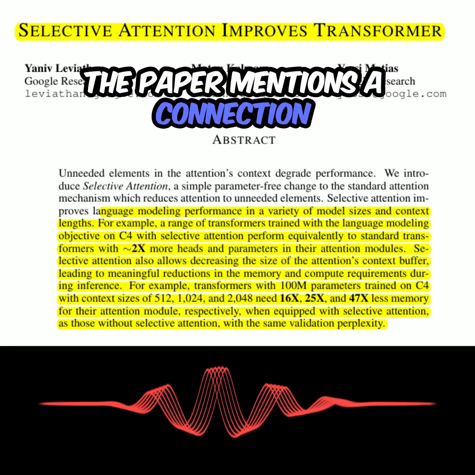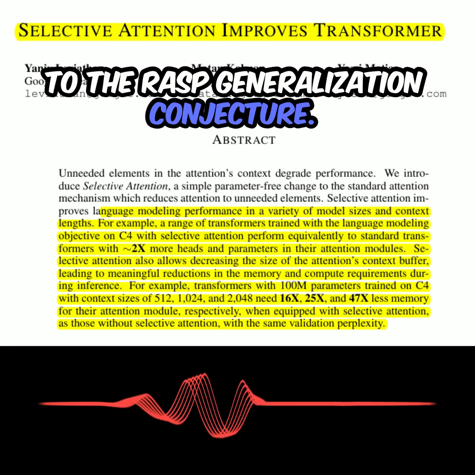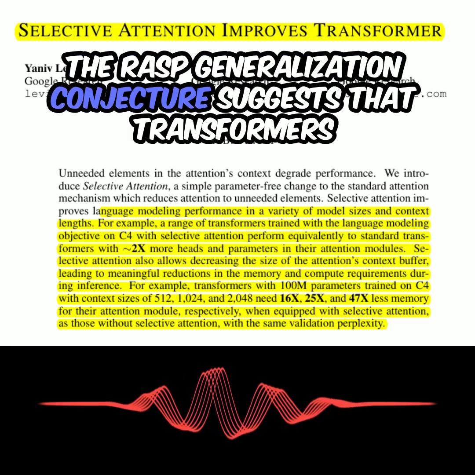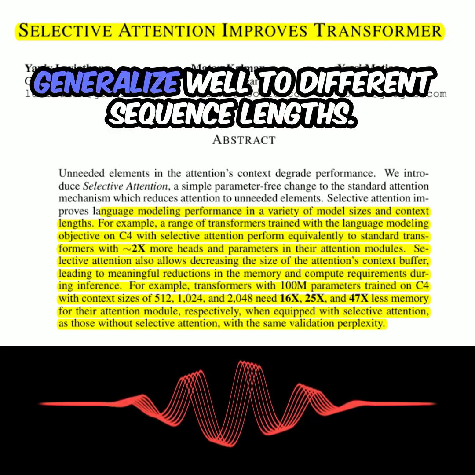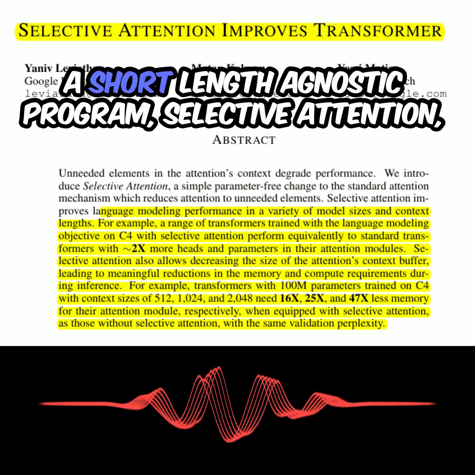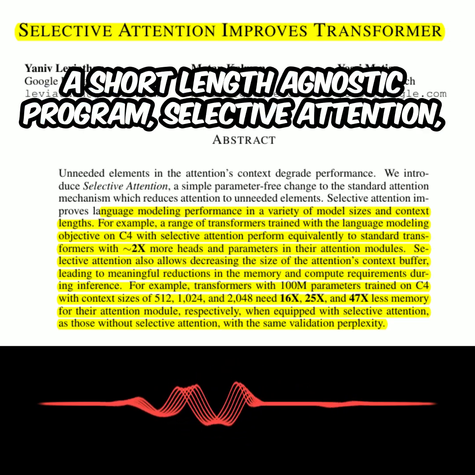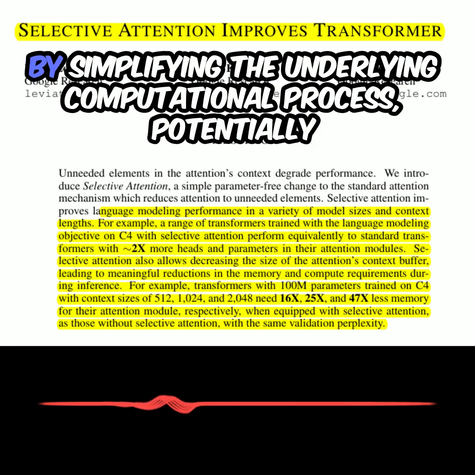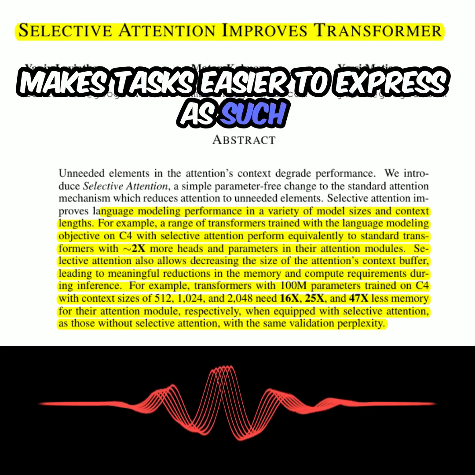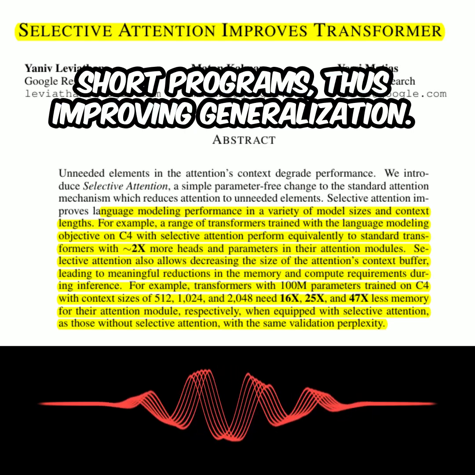The paper mentions a connection to the RASP generalization conjecture. Can you briefly explain this connection? The RASP generalization conjecture suggests that transformers generalize well to different sequence lengths if the task can be solved by a short, length-agnostic program. Selective attention, by simplifying the underlying computational process, potentially makes tasks easier to express as such short programs, thus improving generalization.